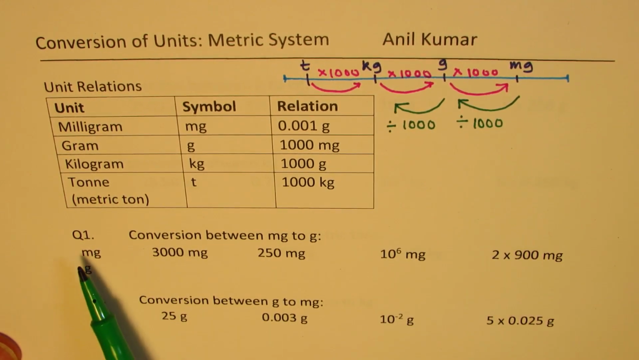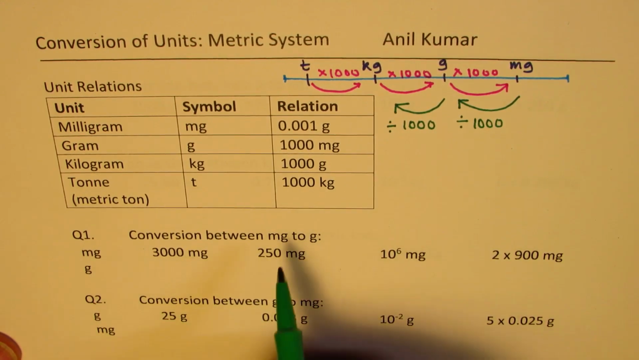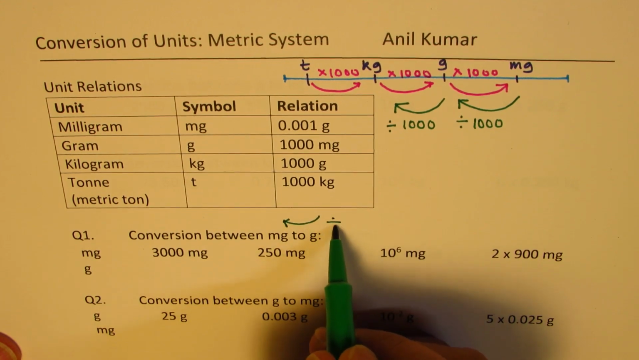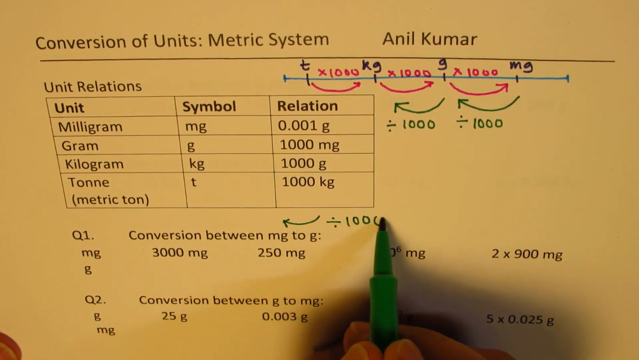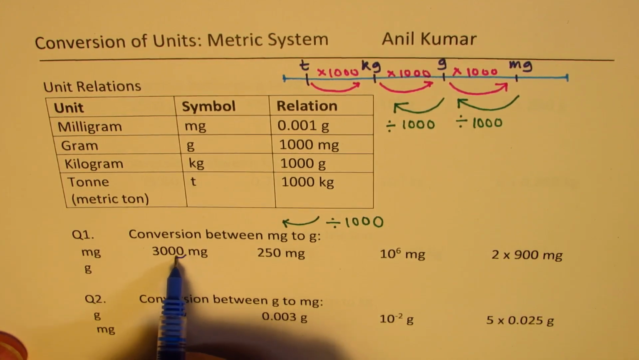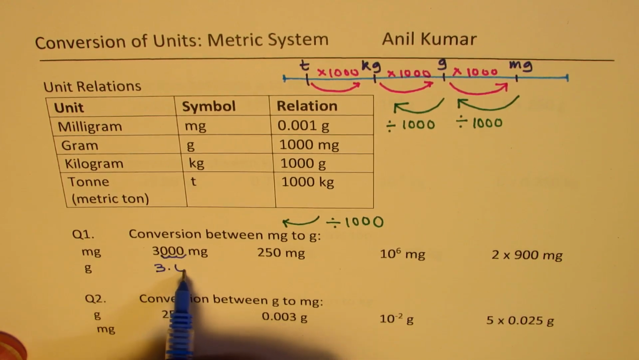So let's begin with the very first one, which is conversion between milligrams to grams. So we are moving milligrams to grams, means we are moving in this direction, right? So we have to divide by 1000. Is that clear to you? So that is how we are going to understand and then solve these questions. So dividing each by 1000 also means moving a decimal place 3 units. So 3 milligrams will become 3.0 grams.